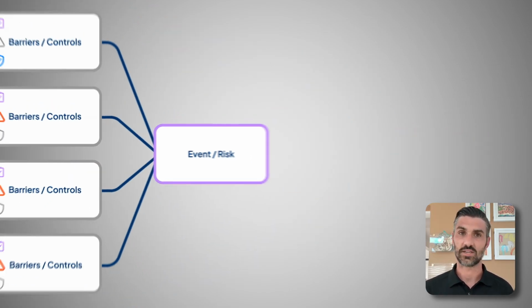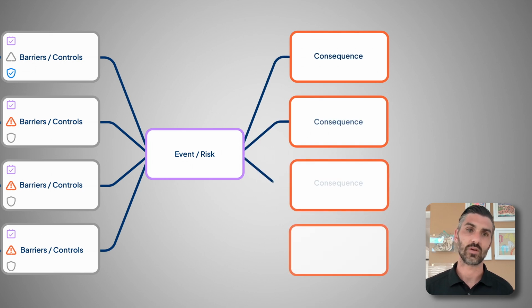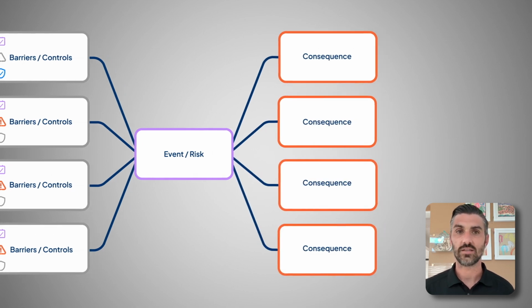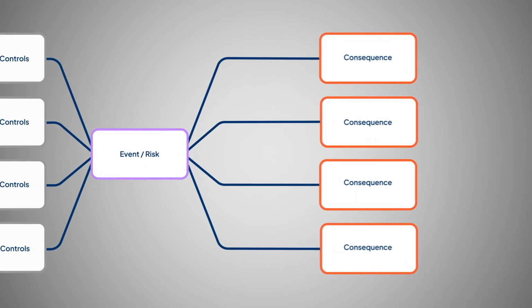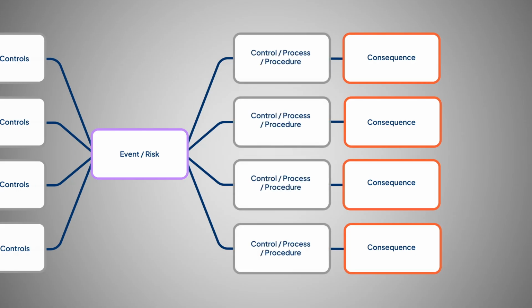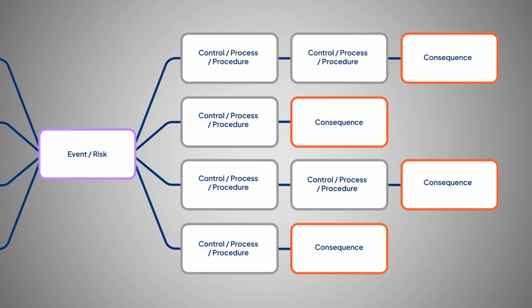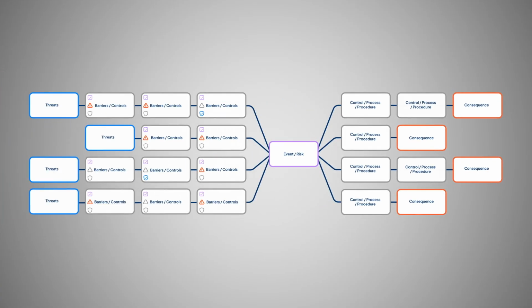Now flip to the right side. This is what happens if the top event occurs, i.e. the consequence. And just like the left side, each consequence can have a mitigating control, a process or a procedure in place that might reduce the consequence of an event. You can also add multiple controls to a consequence. And put together, the diagram resembles a bow tie.